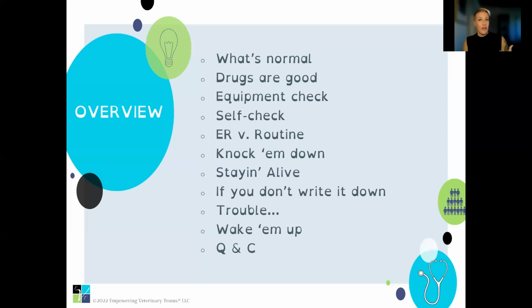And this is really just to be a refresher for those of you that have been out of the OR or haven't been in there in a while.